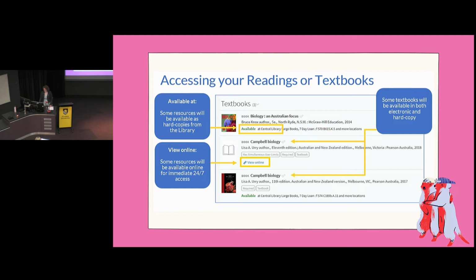You can see, for example, that top one, Biology: An Australian Focus, is available in a hard copy because it says it's at Central Library and tells you the call number of where to find it physically in the library as well. Whereas the second one below, Campbell Biology, says view online. So you can click on that and look at the book online immediately. And then Campbell Biology again is also available in hard copy.